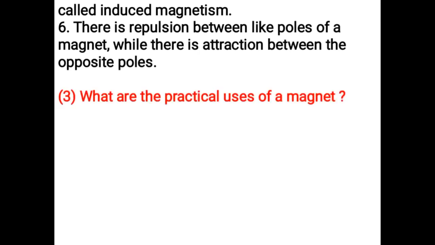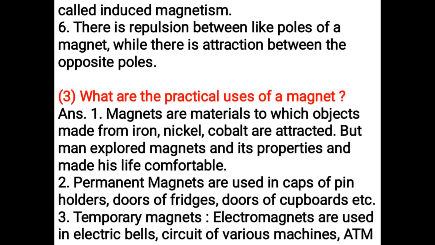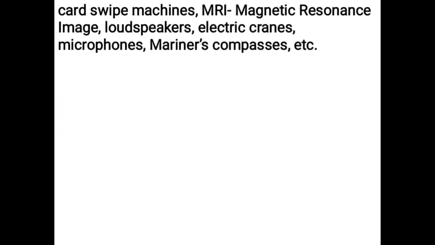What are the practical uses of a magnet? Magnets are materials to which objects made from iron, nickel, cobalt are attracted. But man explored magnets and their properties and made his life comfortable. Permanent magnets are used in caps of pin holders, doors of fridges, doors of cupboards, etc. Temporary magnets: electromagnets are used in electric bells, circuits of various machines, ATM card swipe machines, MRI (magnetic resonance imaging), loudspeakers, electric cranes, microphones, mariner's compasses, etc.